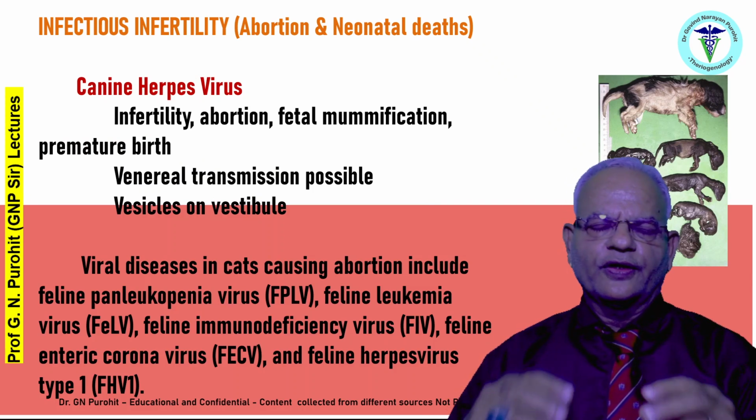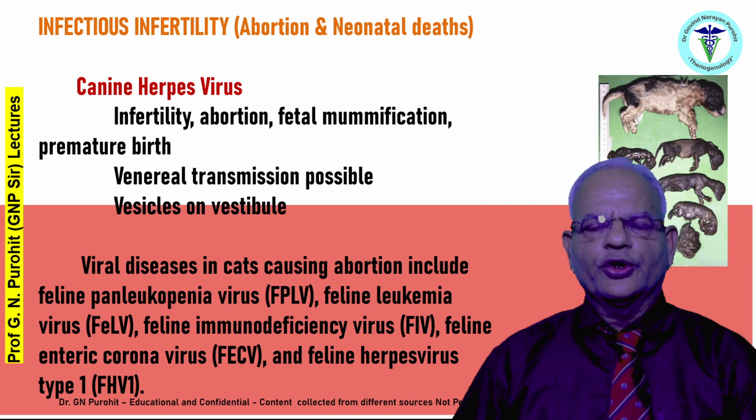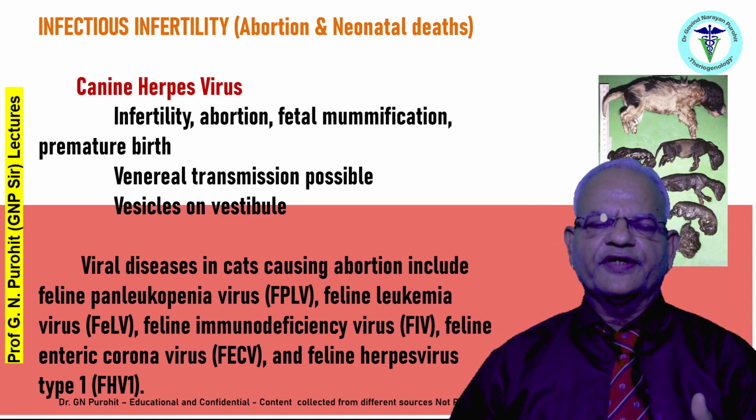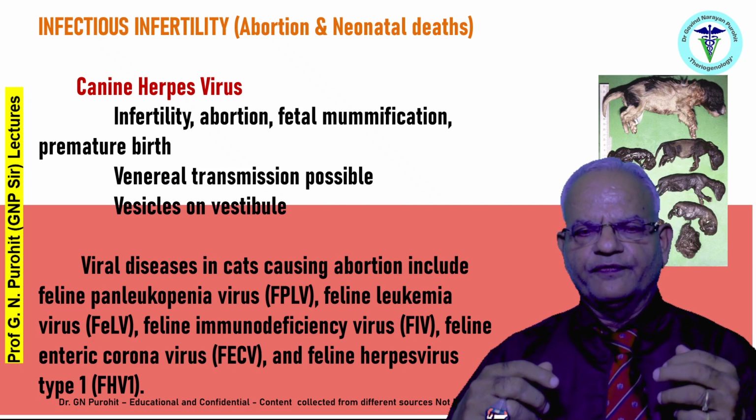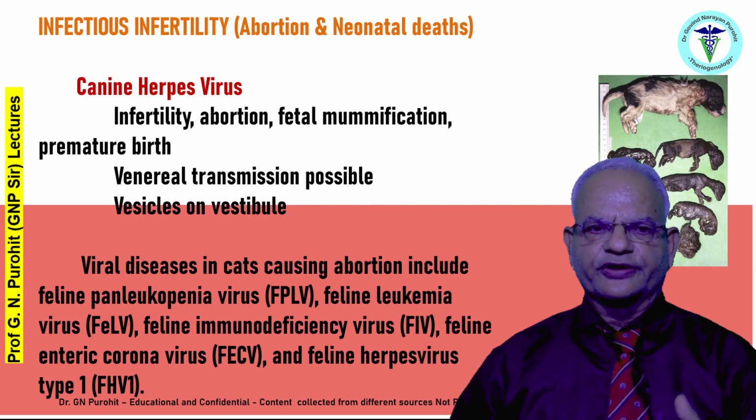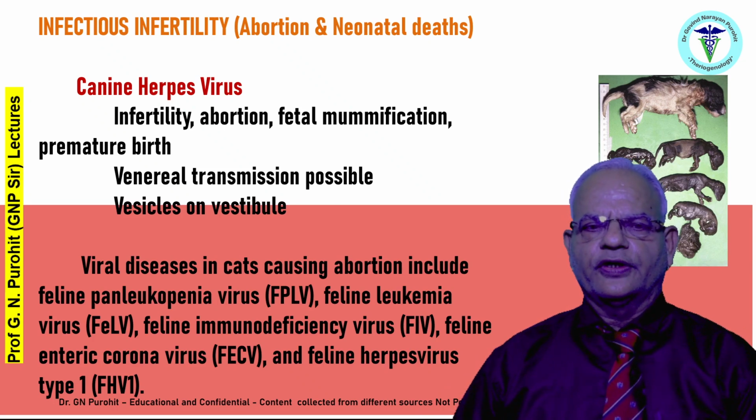Then another common cause of abortion and neonatal deaths in dogs is canine herpes virus. It can cause infertility, abortion, fetal mummification, and venereal transmission of herpes virus is possible. There will be vesicles on the vestibules.